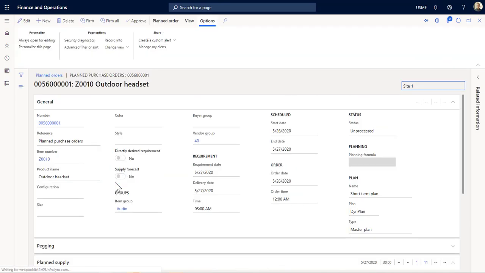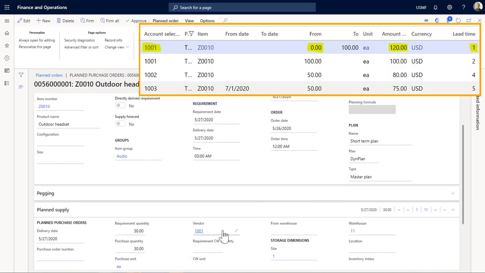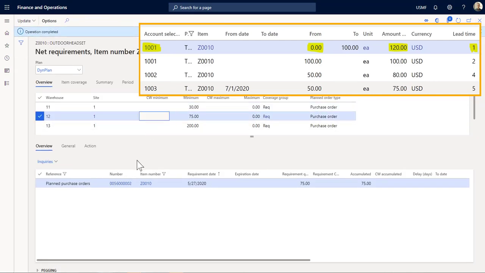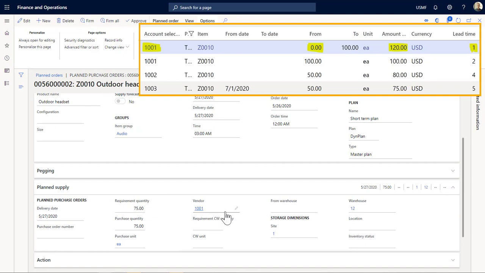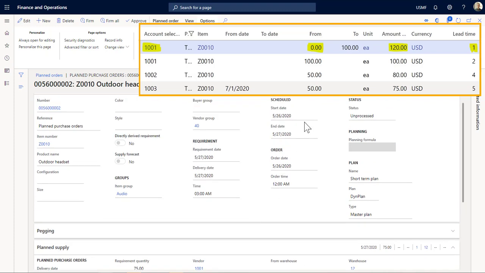And if we look at the first one here, that still goes to vendor 1001 because that's the only one that can deliver that low quantity. The second one, now that also goes to vendor 1001 because again, now we are focusing on the lead time and this vendor could deliver it in just 1 day.